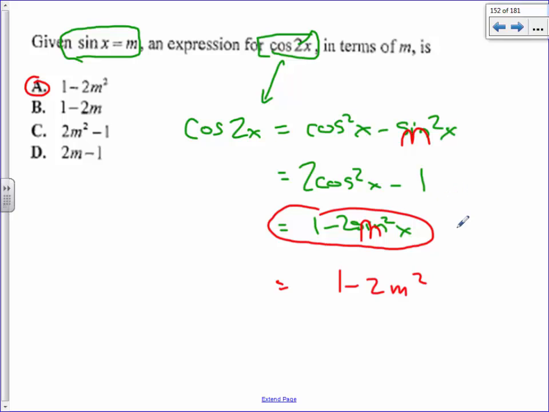Wouldn't those first 2 not work anyways? Well, like this one right here doesn't really work because I don't have something for cosine. And this one right here, again, I don't have something for cosine. So really the only one that would work is the third one.